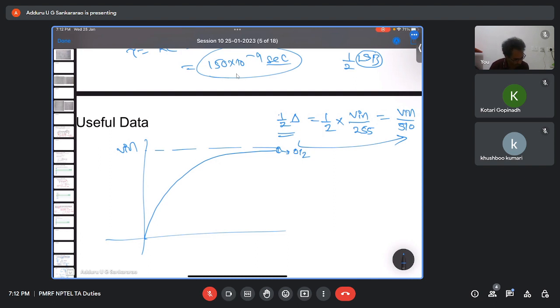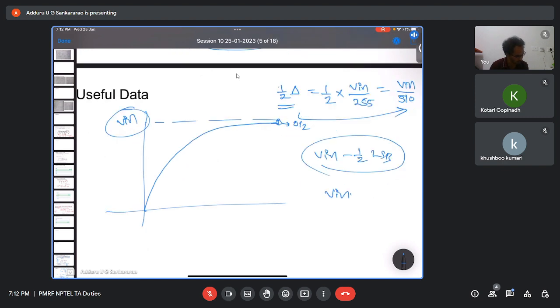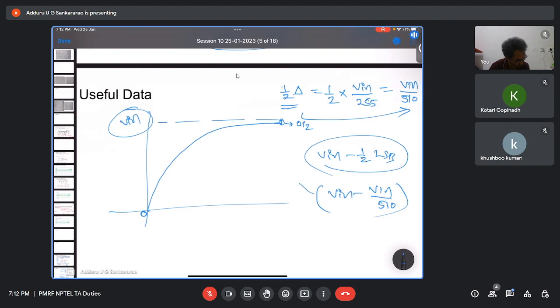That means what? Maximum how much time it takes? Maximum is V in we want. So V in minus half LSB. This much the capacitor has to charge. So that is V in minus V in by 510 or something. That means the capacitor voltage is charging starting from zero, and it can go up to this one. This I say final voltage. Zero is the initial voltage.